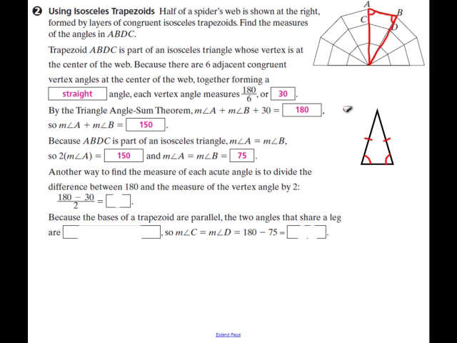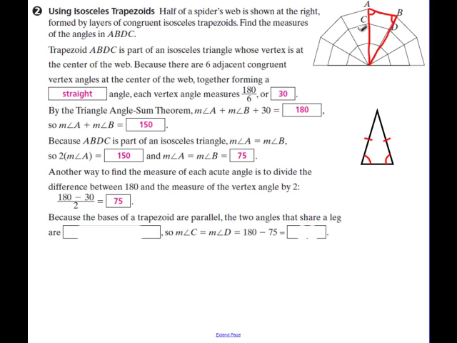A couple ways we can do this. Here it says another way to find the measure of each acute angle is to divide the difference between 180 and the measure of the vertex angle by 2. So here they're redoing this part. They're just taking 180, which was our whole triangle, subtracting 30, which was our angle down here, and dividing by 2 to get 75, which is essentially what we did up here. They're just putting it all together in one formula instead of taking several steps to get down to 75.